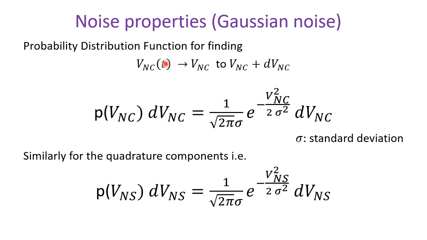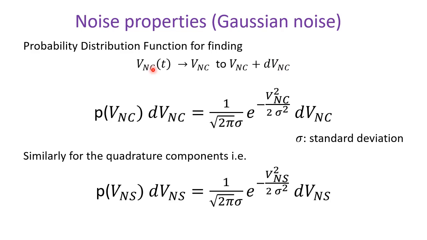So let us consider the properties of the noise. Essentially I am looking at two quantities, VNC and VNS, which are the in-phase and the quadrature noise. To characterize the noise, one looks at a distribution. The probability distribution function for the noise is given by this P(VNC). P(VNC) simply tells me the probability of finding a particular value VNC at a time t, for example, a particular value between the limits VNC and VNC plus dVNC. So this is a range of values that VNC can take.